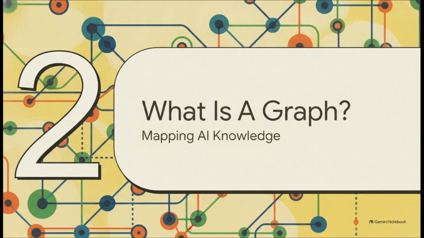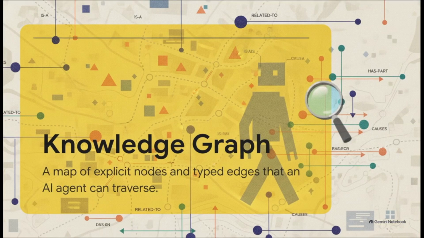Section 2. What is a graph? Simply put, a knowledge graph is a map. Instead of just tossing an AI agent a huge stack of flat documents and crossing your fingers that it finds the right connections on the fly, you're building a literal, explicit map of how things connect beforehand. You take all your data and organize it into nodes, which are the actual things, and typed edges, which represent the specific relationships between those things. Once you've built this map, the AI can actually traverse it. It walks from point A to point B along a guaranteed, verified path of truth.